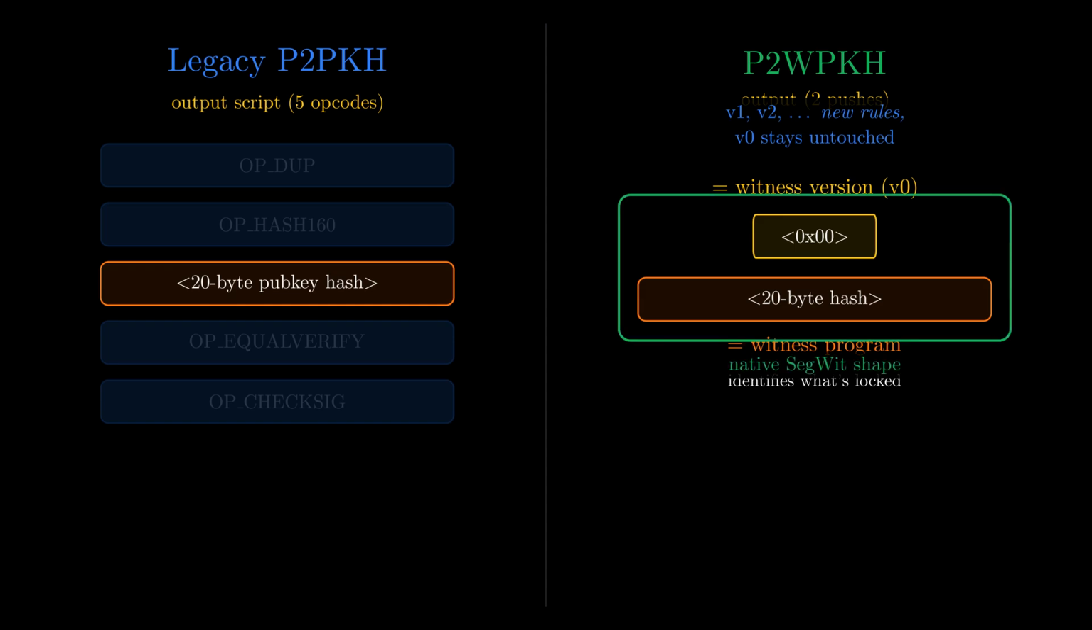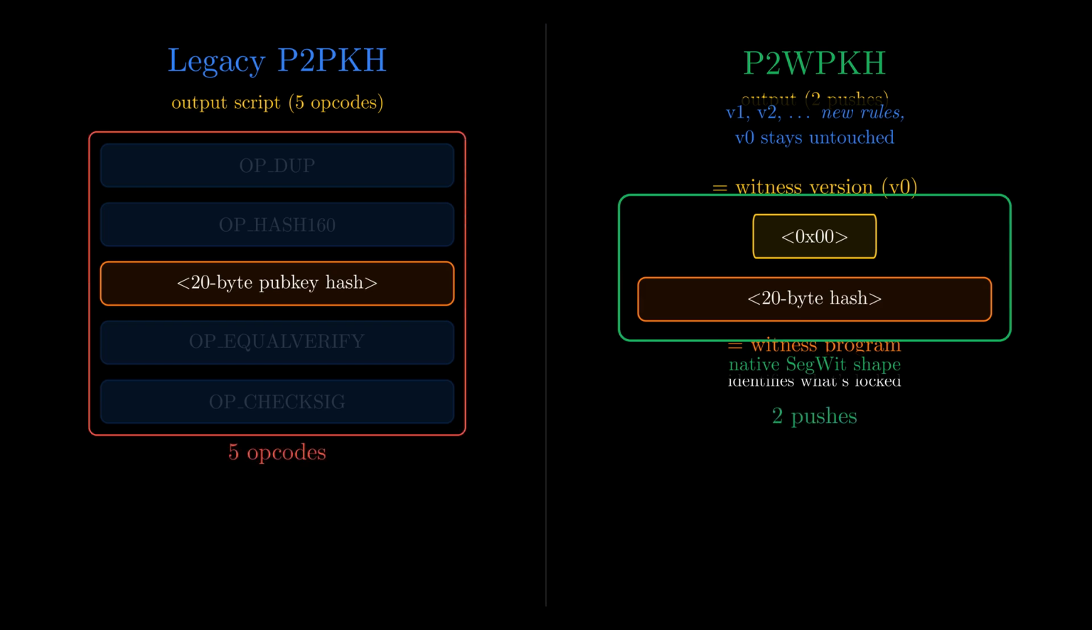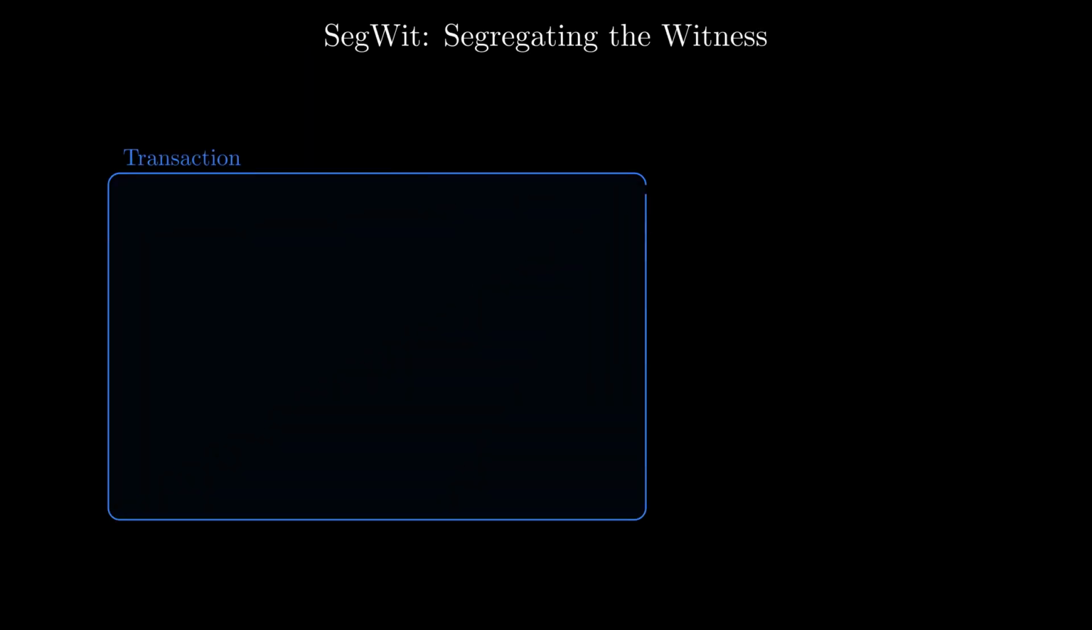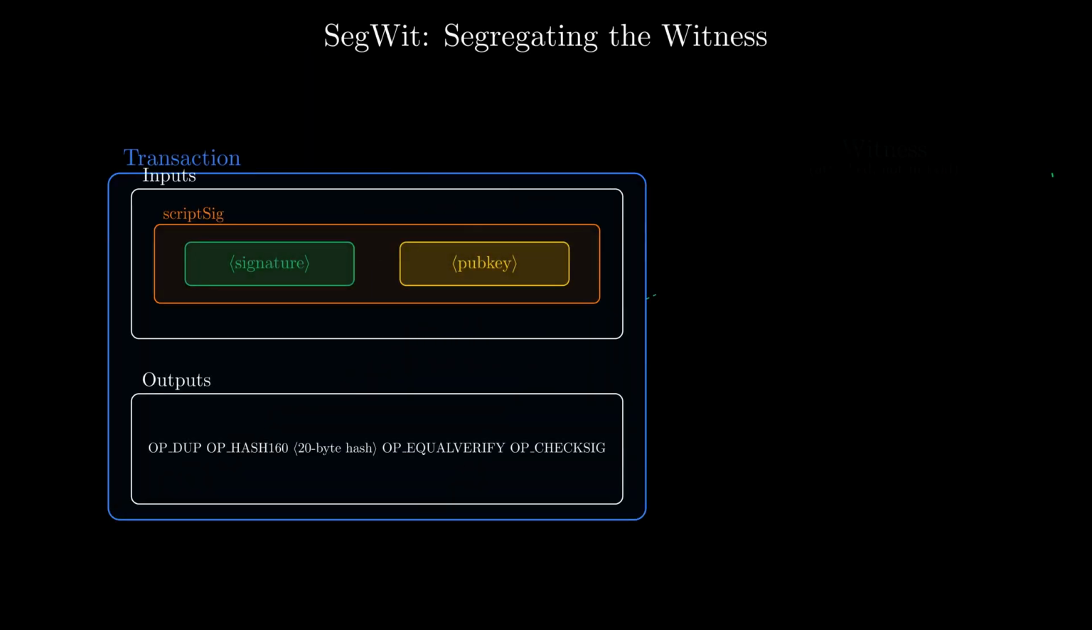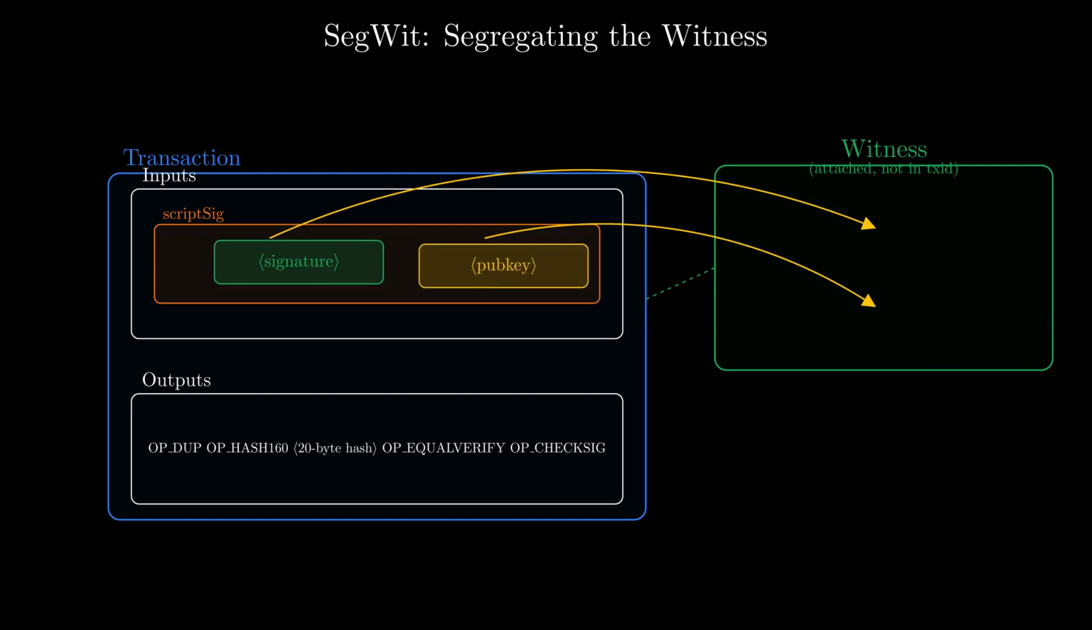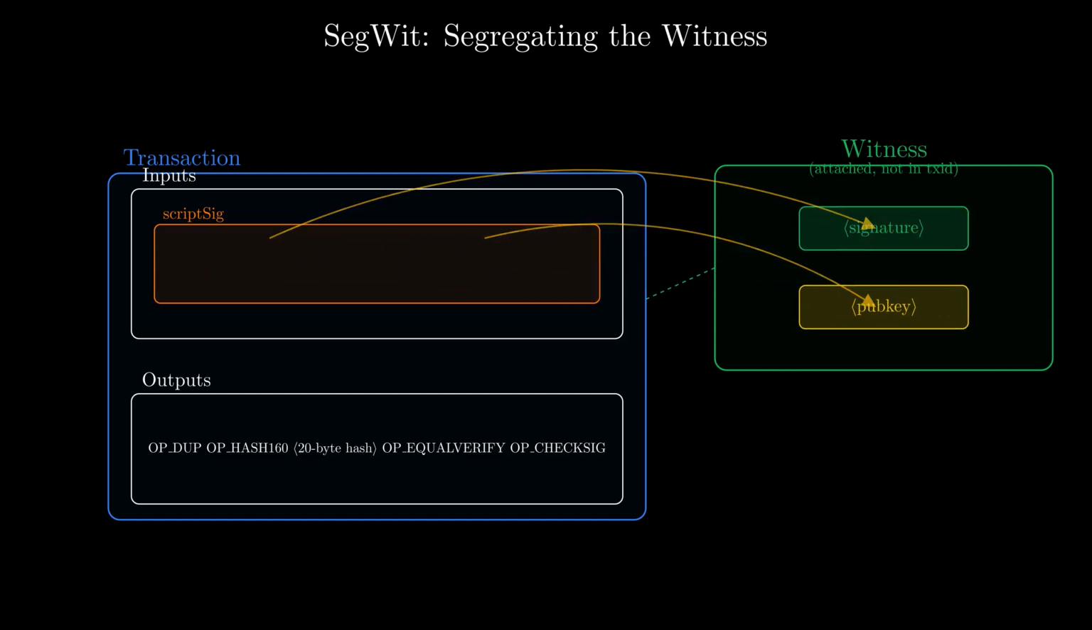This compact pattern, version byte plus data push, is the entire shape of native SegWit. 5 opcodes shrunk to 2 pushes. But where did the verification logic go? It moved out of the output and out of the input entirely. Here's the segregation. The signature and public key lift out of the input scriptSig and drop into a brand new structure attached to the transaction.